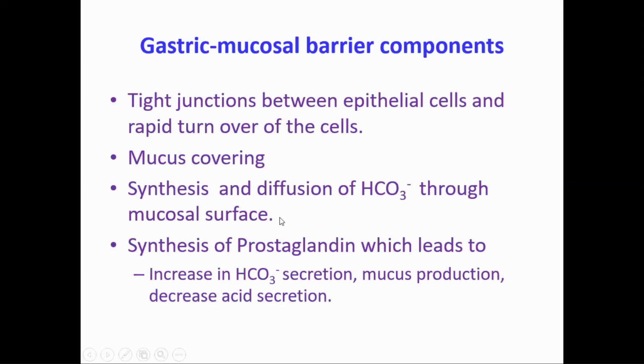Right? Prostaglandin is also there. If you are consuming anti-inflammatory drugs, non-steroidal anti-inflammatory drugs, then that will inhibit the prostaglandin also. If prostaglandin is inhibited, then there will not be secretion of the bicarbonate. There will not be secretion of the mucus. So that will invade the gastric cells, which ultimately leads to gastric ulcer.